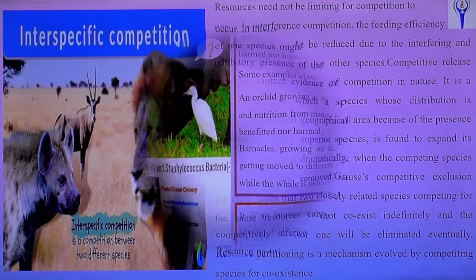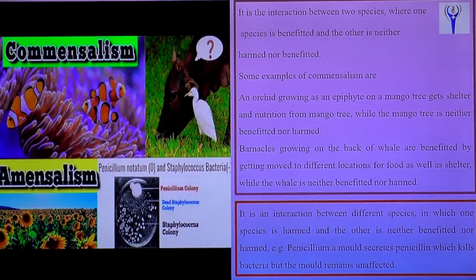And the next is commensalism. What is commensalism? Any idea? In commensalism, one organism gets benefited and the other is neutral. It doesn't get benefited nor harmed. It is an interaction between two species where one species is benefited and another is neither harmed nor benefited. Some examples include an orchid growing on a mango tree, which gets shelter and nutrition from the mango tree while the mango tree is neither benefited nor harmed.